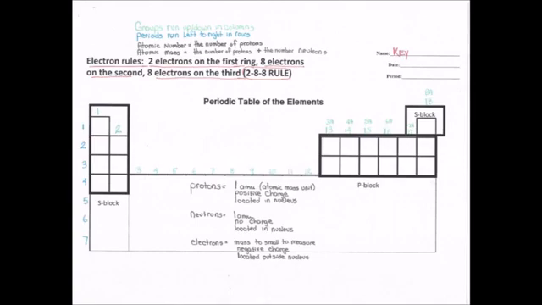Also, another rule to remember is the 2-8-8 rule, especially with us doing the Bohr diagrams. So 2 electrons will go in the first ring or shell, 8 in the second, and 8 in the third.